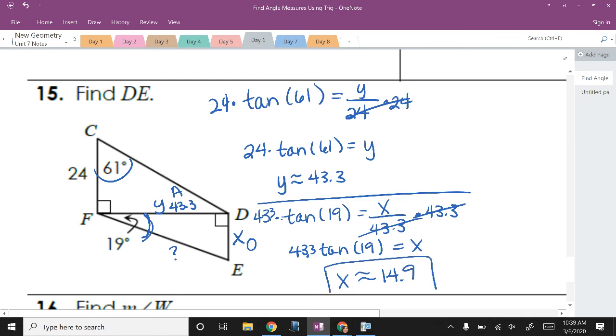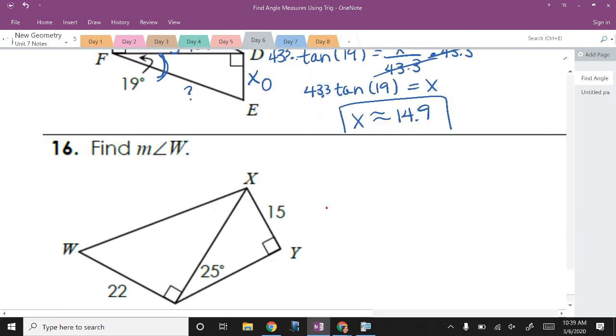Okay. So this was one where we had to use one triangle and find a missing piece of one triangle before I could find the missing piece of another. Do y'all see that? So it just depends on which triangle gives you the most information is what you have to go by. So any questions about number 15?